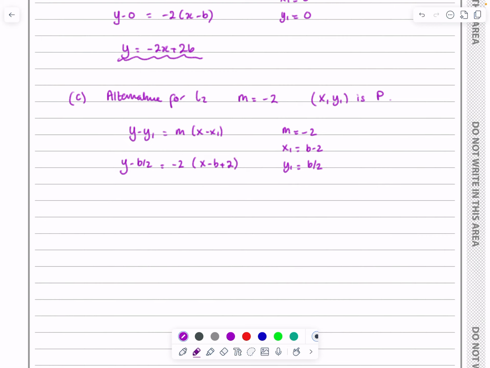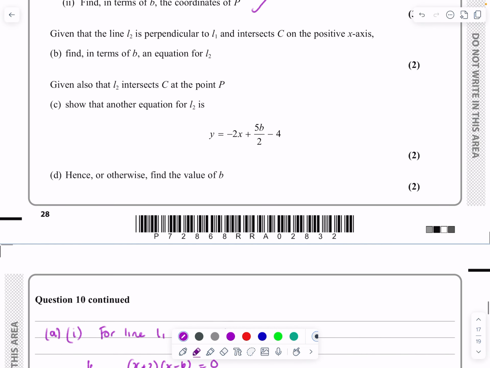I'm just looking at the answer here to see if I can just mould that out. I think if I just multiply out the second bracket here, I'm just going to get minus 2x plus 2b minus 4 there. And then if I just take the b over 2 over to the other side, it's minus 2x plus 5b over 2 minus 4. And if we look at that, that's what we actually had for part C anyway.